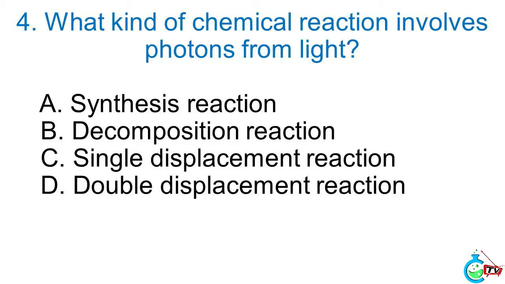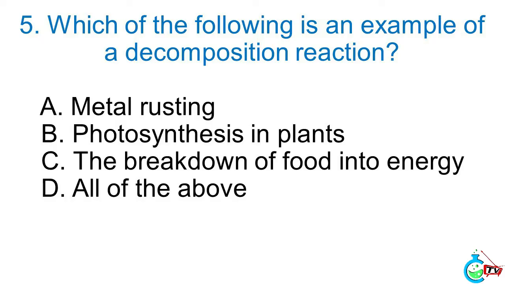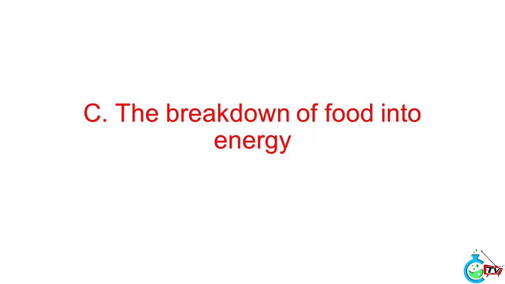4. What kind of chemical reaction involves photons from light? B. Decomposition reaction. 5. Which of the following is an example of a decomposition reaction? C. The breakdown of food into energy.